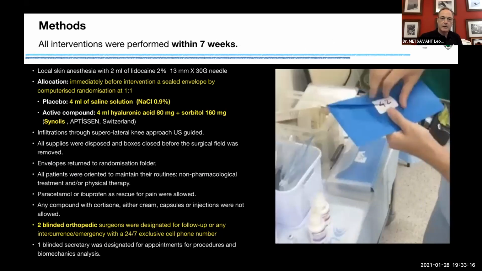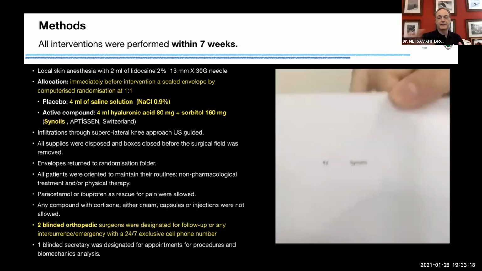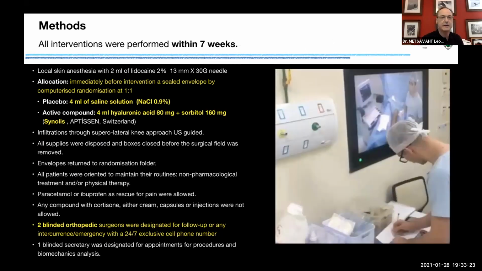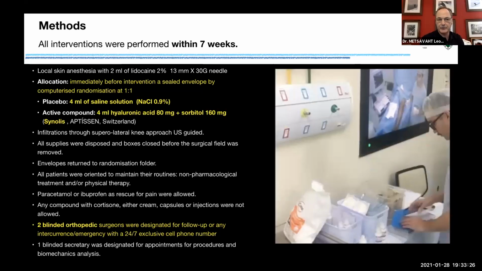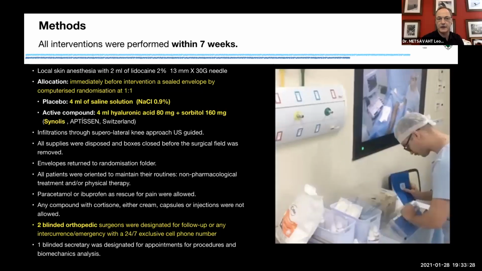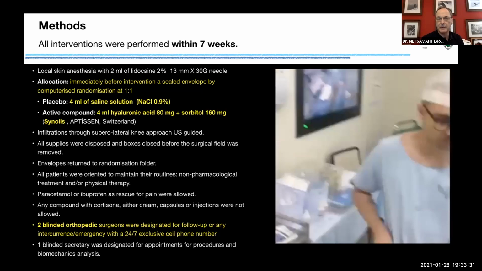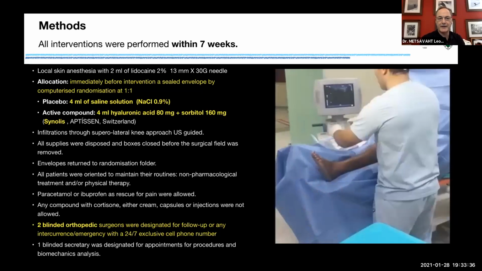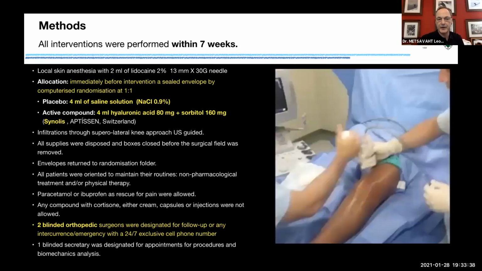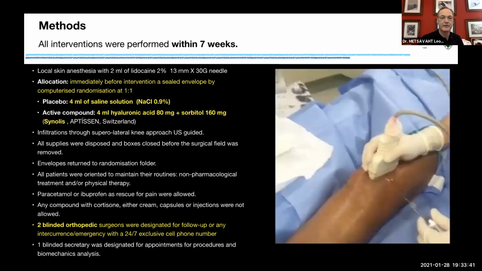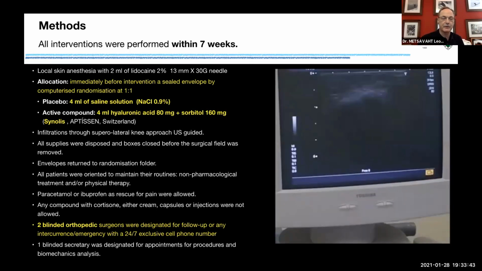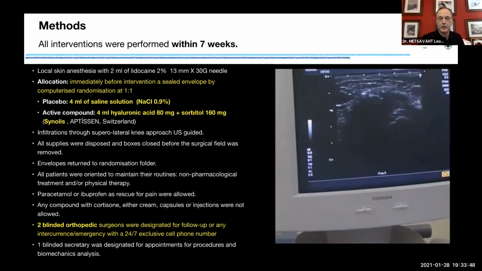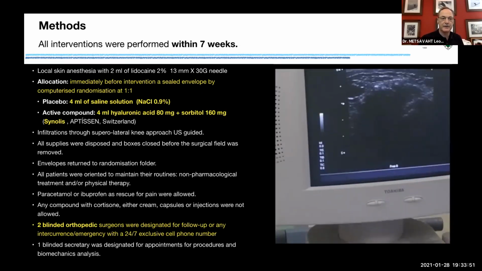And over here, on the right side, you're going to see one of the patients being treated, with all the steps. For every patient, we performed a local skin anesthesia with 2 milligrams of lidocaine with a subcutaneous needle. We opened the randomization envelope after the patient was anesthetized. And then we chose if it was placebo or active compound through the randomization.